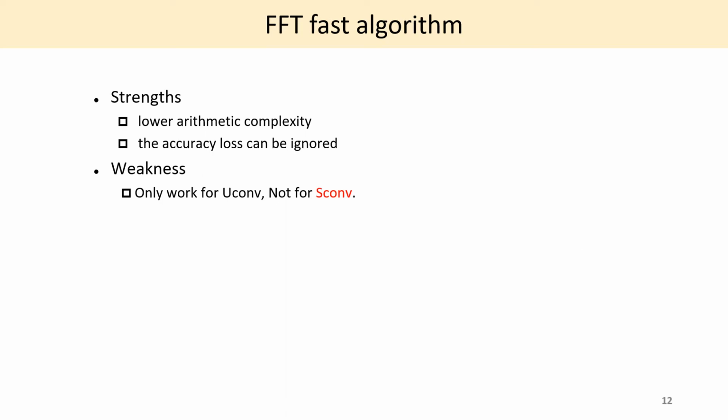Compared with the other 2 methods, FFT fast algorithm has lower arithmetic complexity, and the accuracy loss of it is often negligible. Unfortunately, current implementations of FFT fast algorithm only work for unit stride convolutions, not for stride convolution.